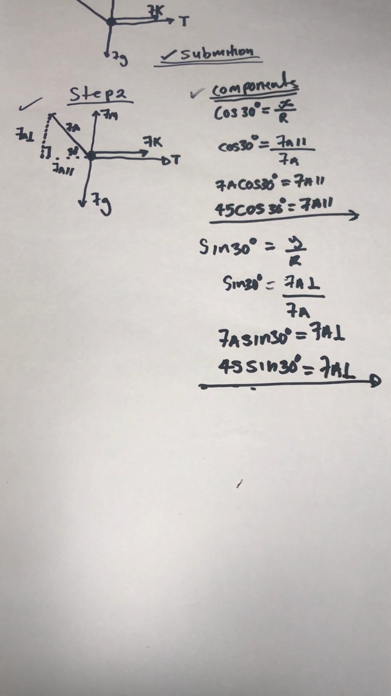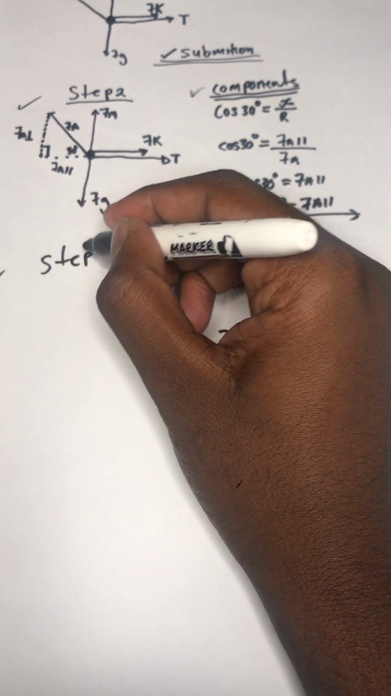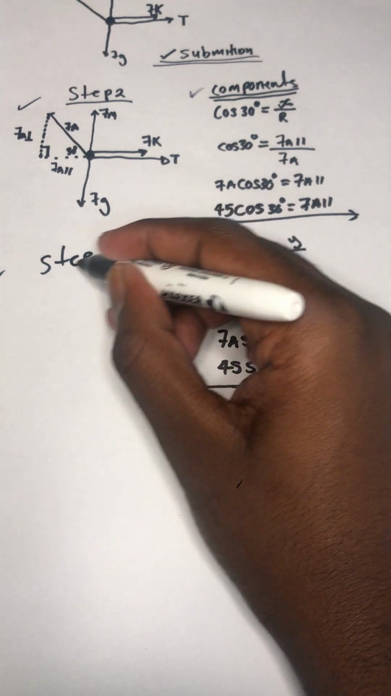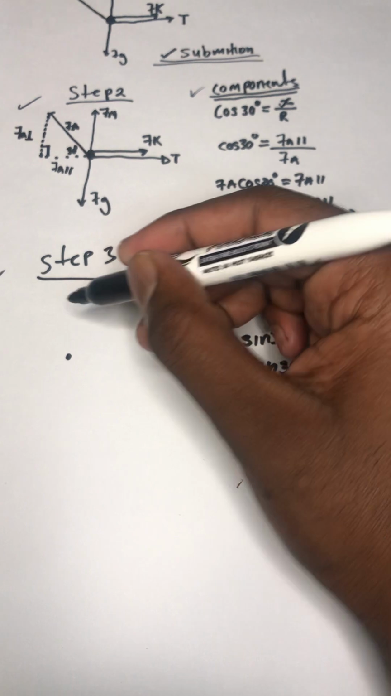Okay, then the last step, step 3. Okay, for step 3 is Dwebi diagram for calculations.